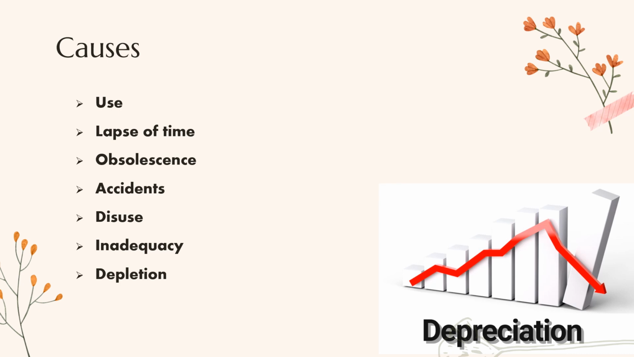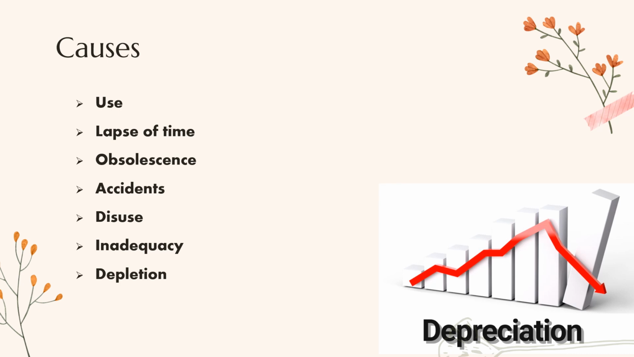Next is lapse of time. Assets such as lease, copyright, patent, etc. have a fixed number of years of legal life after the expiry of which they are rendered useless. As such, their cost is written off over their legal life and the amount charged against revenue every year is known as depreciation. This is true of acquired goodwill also. In these cases, depreciation is also known as amortization.